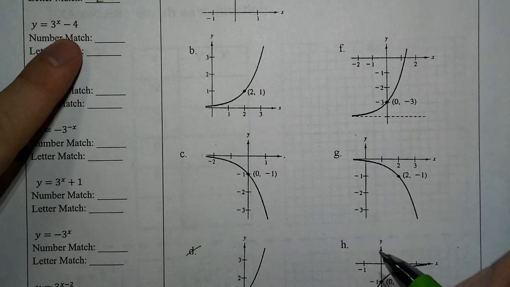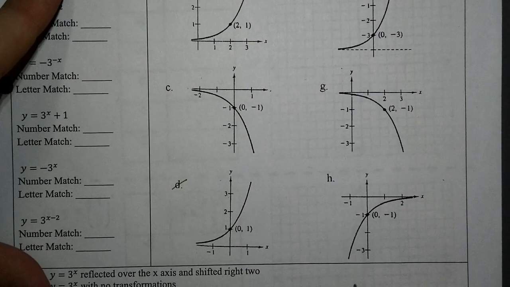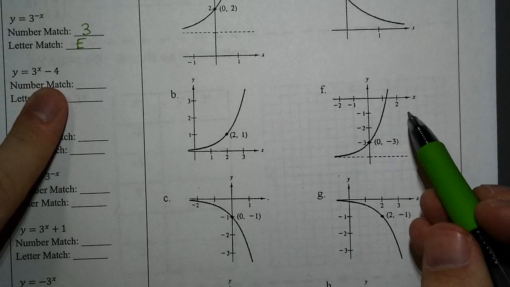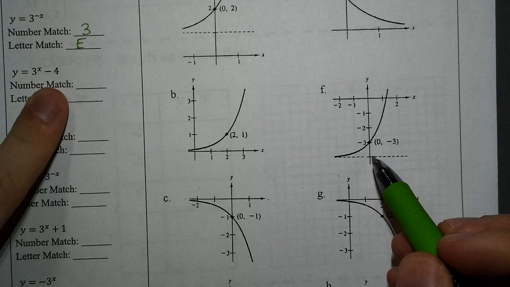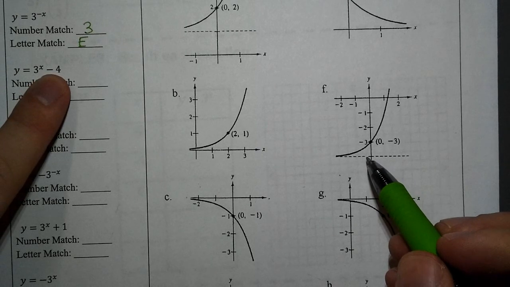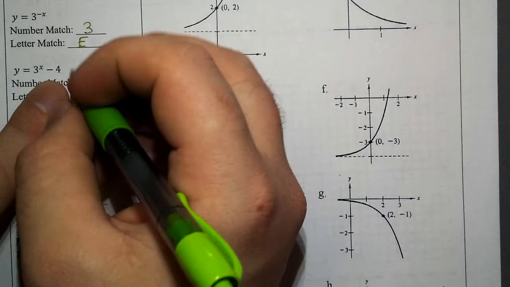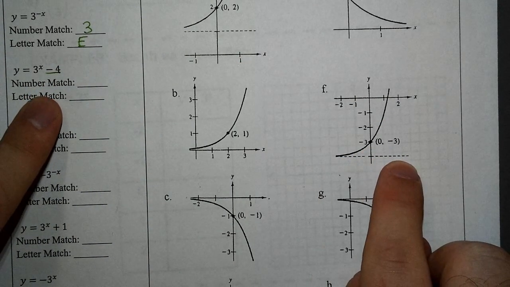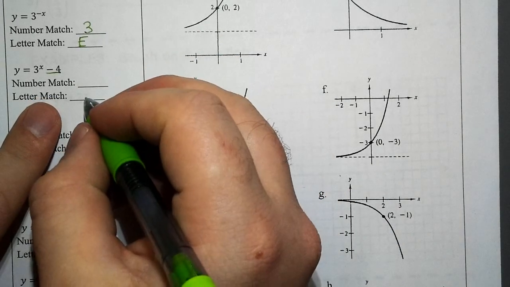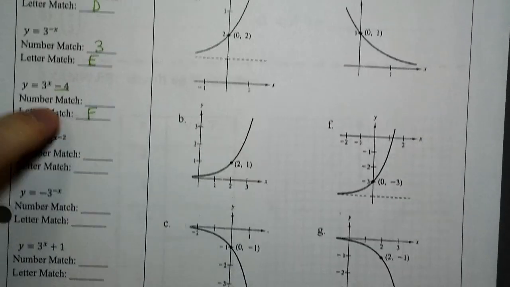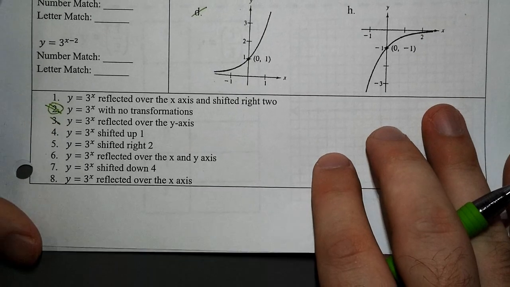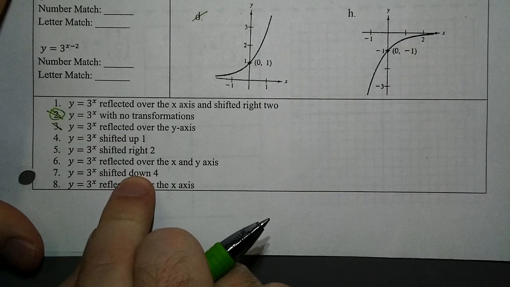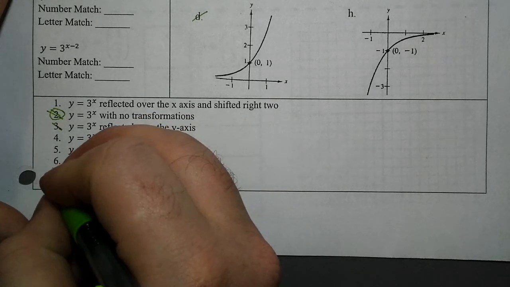So this letter, let's see, negative 3, no, no, no. This has (0, -3). It's increasing. The asymptote's at negative 4. And we can see that minus 4 matched up with the asymptote, just like what we did yesterday. So this matches up with letter F, and all that happens is it went down, right? So shifted down 4. That is number 7.